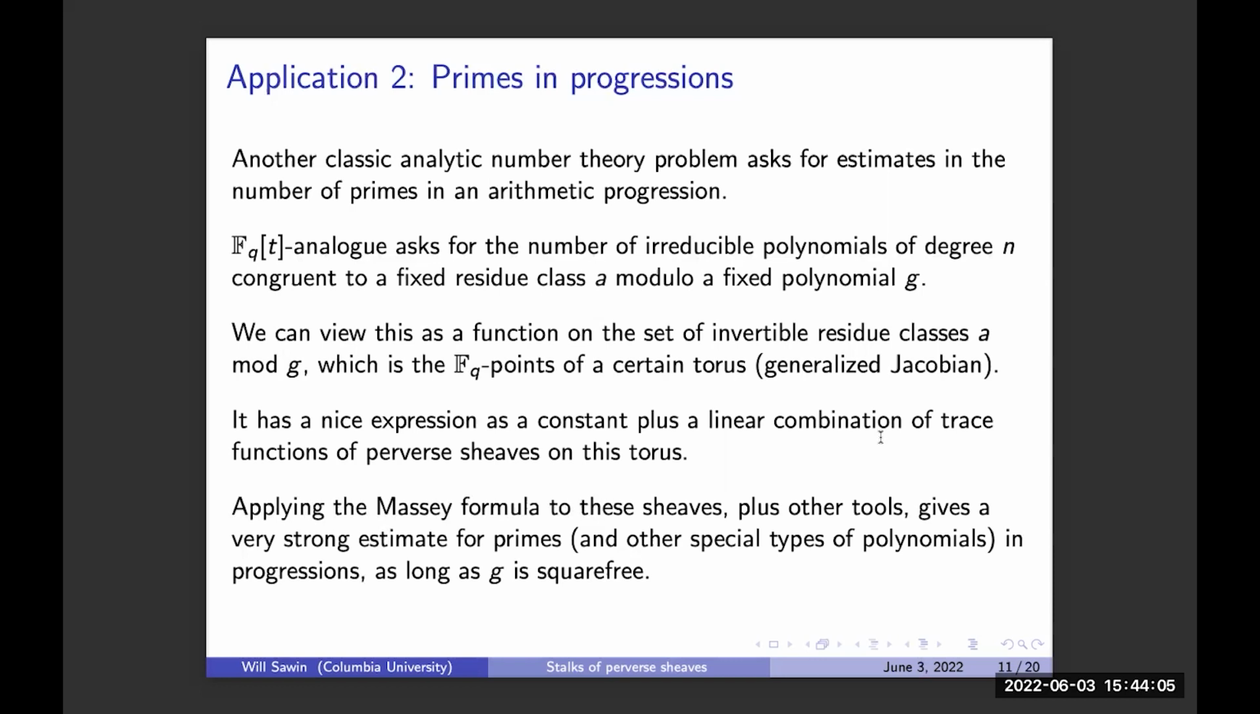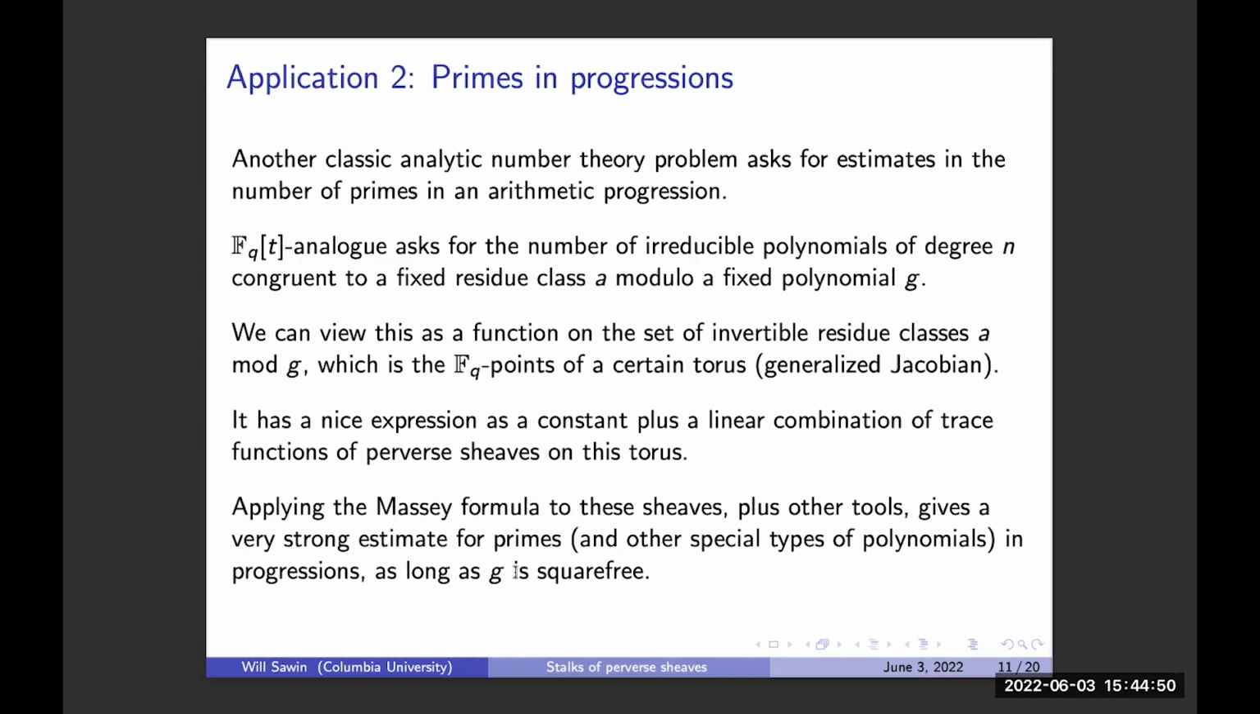This number of primes turns out to be not literally the trace function of a perverse sheaf, but a constant plus a linear combination of trace functions of perverse sheaves. And the constant is very easy to understand. It gives kind of the main term of the problem. So the main difficulty is to control the trace function of the perverse sheaves. And that's something you can do using a combination of the Massey formula together with some other geometric tools.